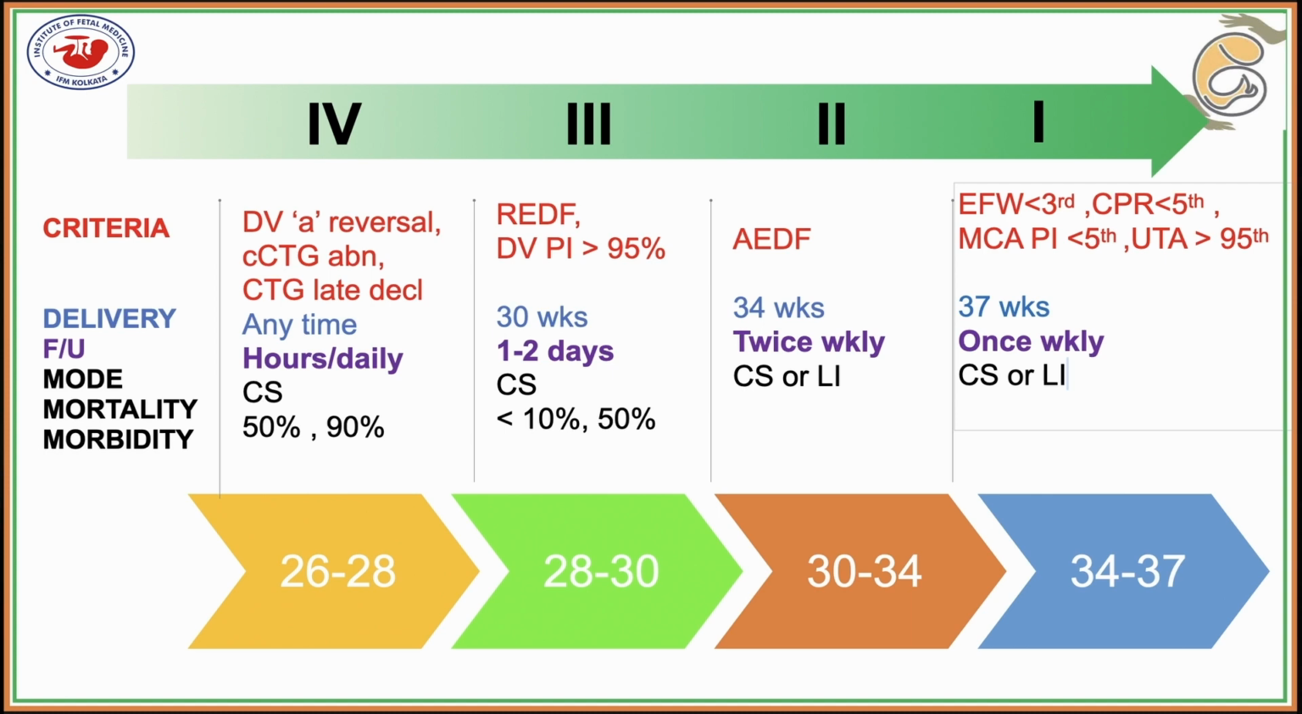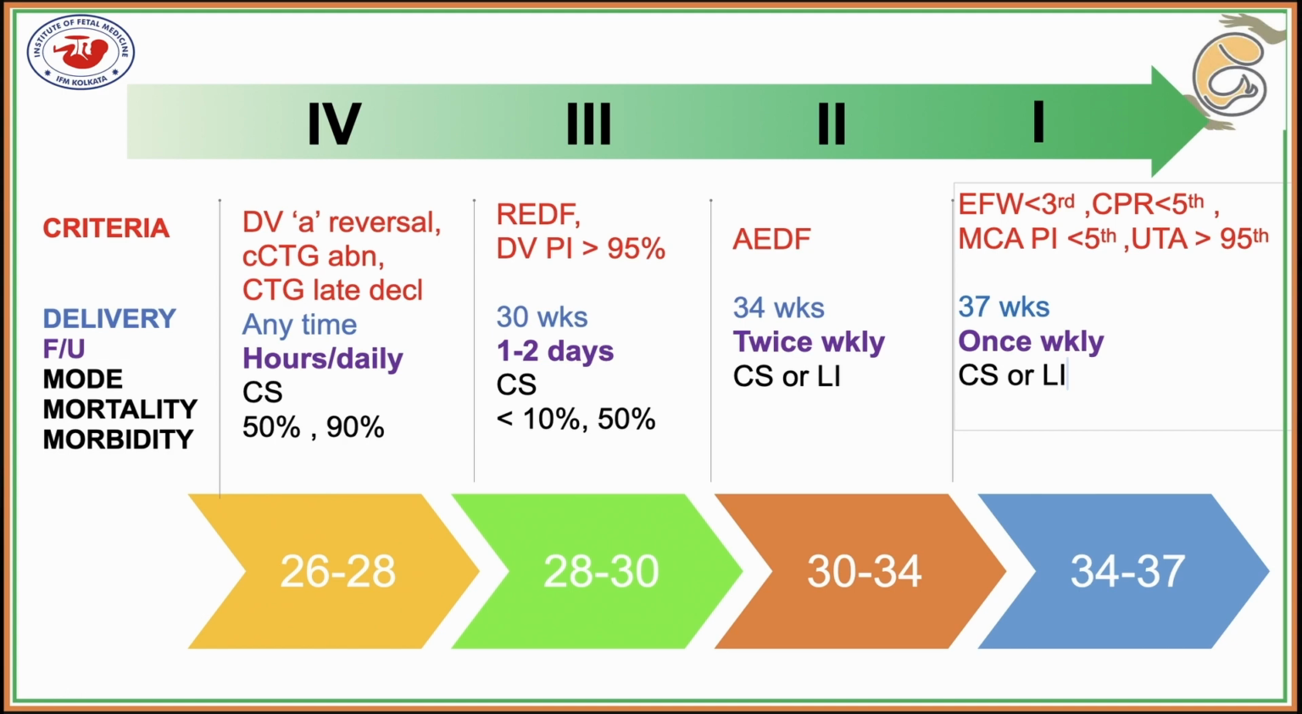Now, reversed end diastolic flow is the criteria for stage 3. Reversed end diastolic, okay? Low suspicion for acidosis. Now, in this case, or if DV PI is more than 95th percentile, delivery is recommended at 30 weeks, and if you are following up, suppose it is not 30 weeks, it is early, 27 weeks, 28 weeks, then you have to follow it up every day or every next day, alternate days. Mode of delivery is cesarean, and mortality and morbidity is less than 10%, 50% respectively.